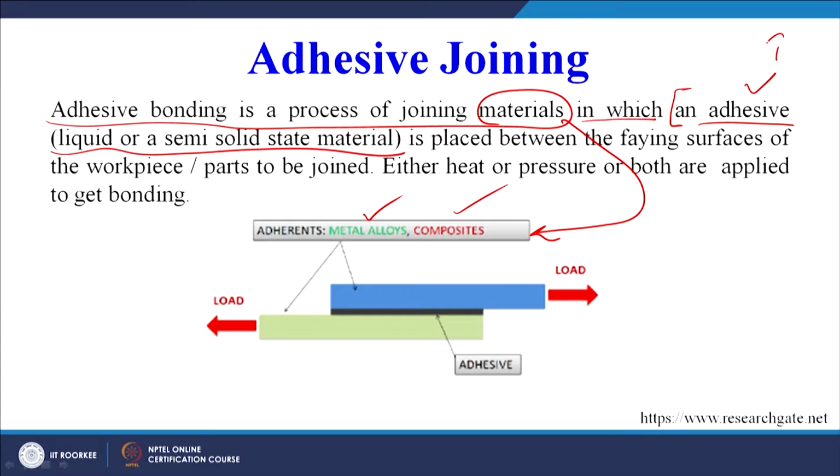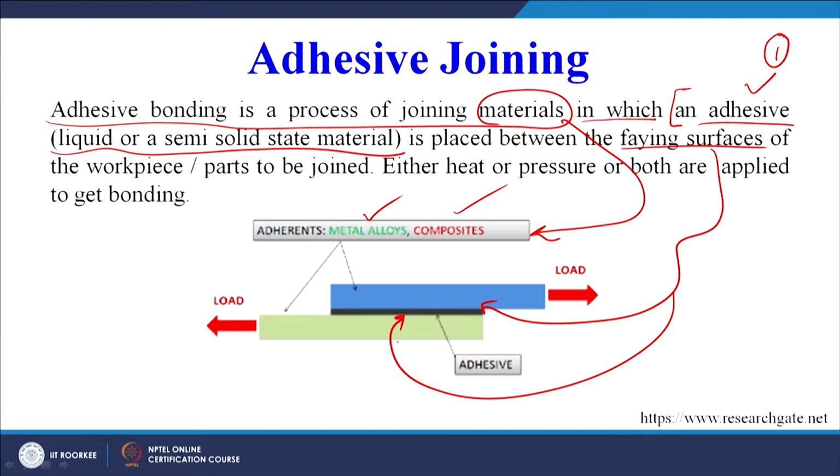One key ingredient for ensuring the adhesive joining is placed between the faying surfaces. Now what are the surfaces that have to be joined together? In this case, this is a top surface, blue color, and the other one is the green surface. So these are the two surfaces which have to be joined. I will highlight them with the help of a line. This is the one surface, this is the other surface that we have to join.